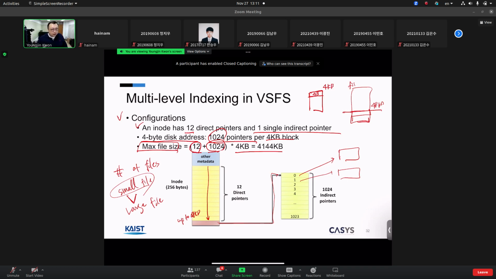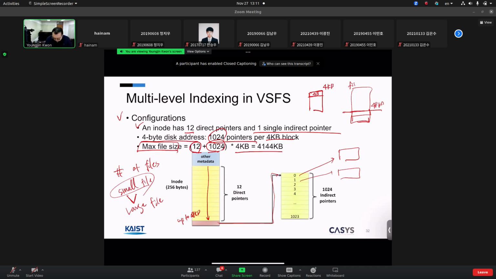So the design is backed by practice, by the file size distribution in file systems. The file system designer looked at this distribution and decided this design makes sense. All right, so that is multi-level indexing.